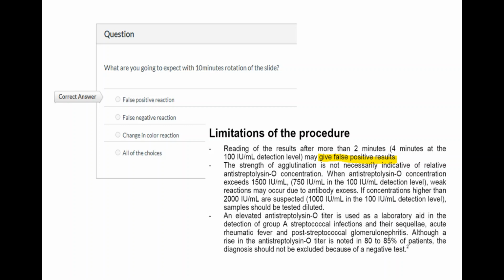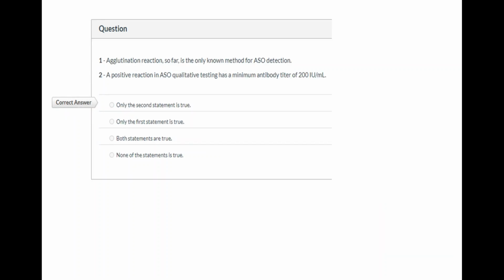Even though there is no agglutination, drying of the reagents may cause false agglutination. So that will give a false positive reaction. Agglutination reaction so far is the only known method for ASO detection. A positive reaction in ASO qualitative testing has a minimum antibody titer of 200 IU per ml.